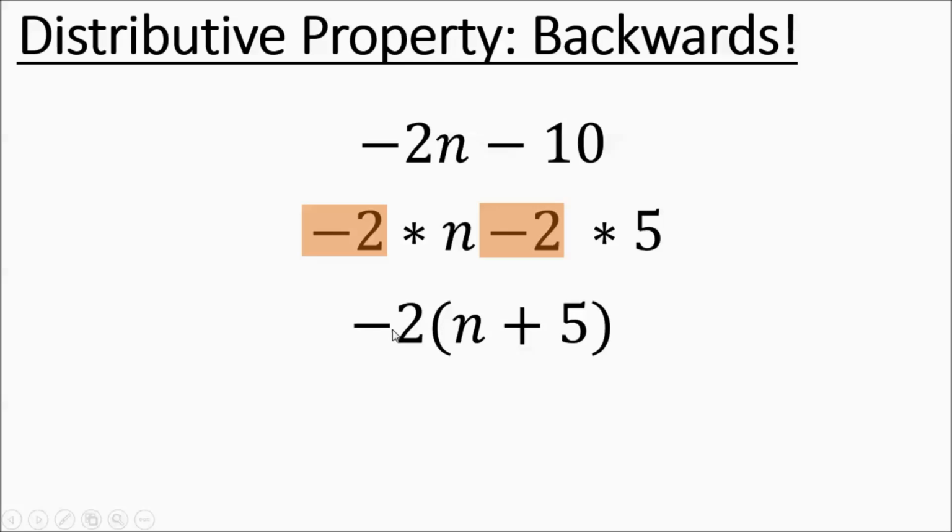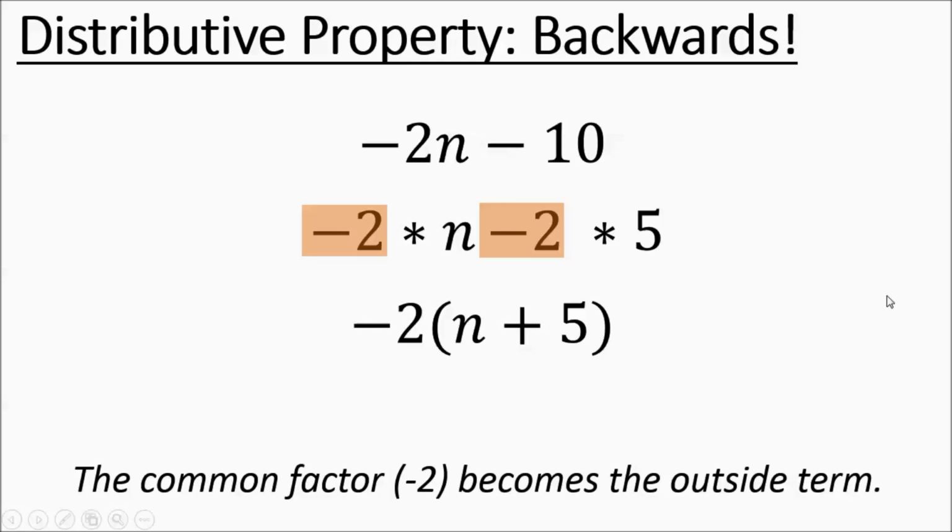And then you always want to double check that this makes sense. Negative 2 times n does give you the negative 2n. Negative 2 times positive 5 does give you the negative 10. So the negative 2 was pulled out, and it became the outside term.